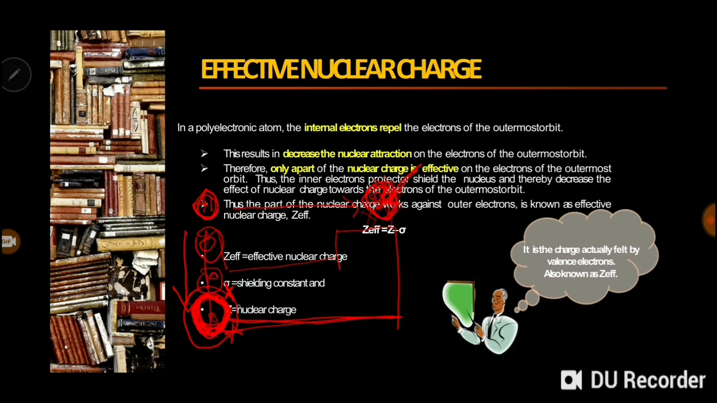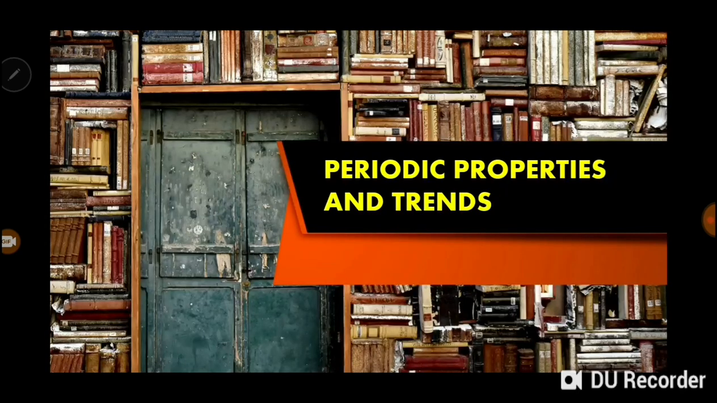At the same time, in the middle layers there is a certain repulsion between the electrons of the inner shell and the outer shell. Okay, so the part of the nuclear charge felt by the outer electron is known as the effective nuclear charge.